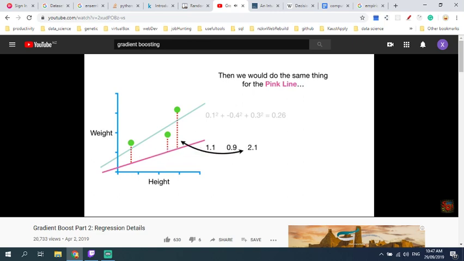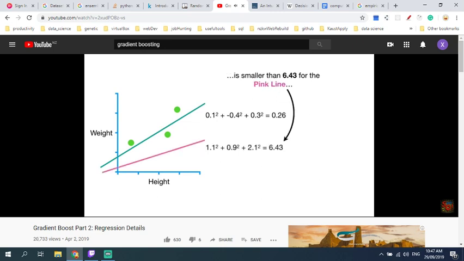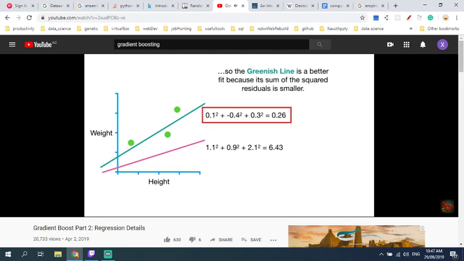Then we would do the same thing for the pink line. And I would see that 0.26 for the greenish line is smaller than 6.43 for the pink line. So the greenish line is a better fit because its sum of the squared residuals is smaller.